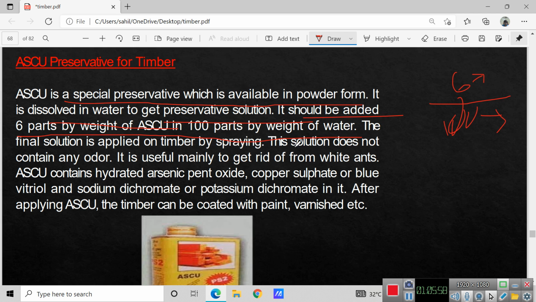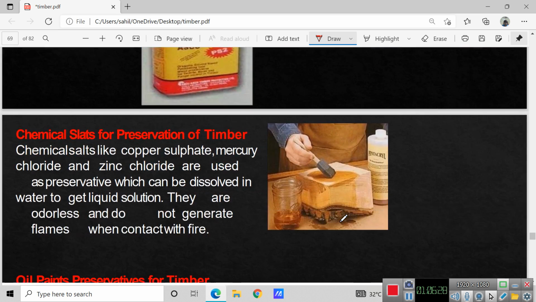So spraying is done on the wood with the solution. The solution does not contain any odor, so it is odorless. It is useful mainly to get rid of white ants or termites. ASCU contains hydrated arsenic pentoxide. So the chemical composition of ASCU is hydrated arsenic pentoxide, copper sulfate or blue vitriol, and sodium dichromate or potassium dichromate. After applying ASCU, the timber can be coated with paint, varnish, etc.